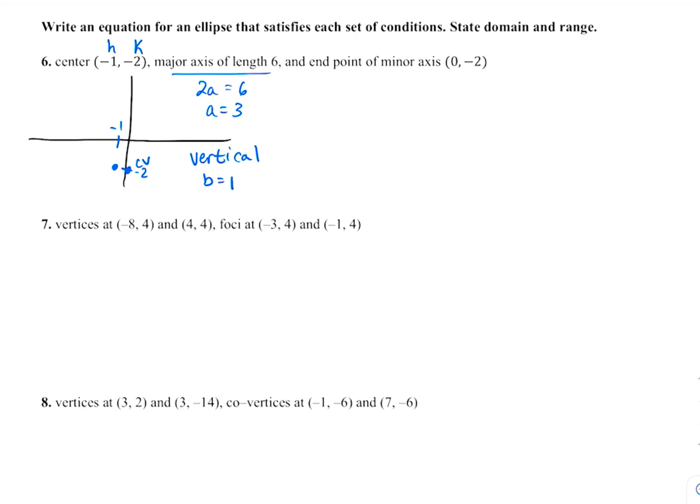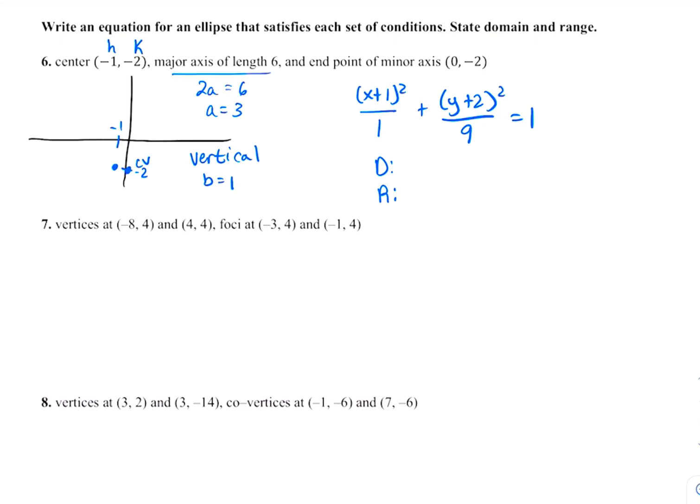So now I should have enough information to write my equation. So this will be x plus 1 quantity squared over a number plus y plus 2 quantity squared over a number, and then equals 1. And then since it's vertical, the bigger number has to go underneath my y, so my a. So 3 squared is 9, and then 1 squared is just 1. So technically, I don't have to write this over 1. I could leave it like this. But if you want to put it over 1 so that you know you found all your information, you can do that.